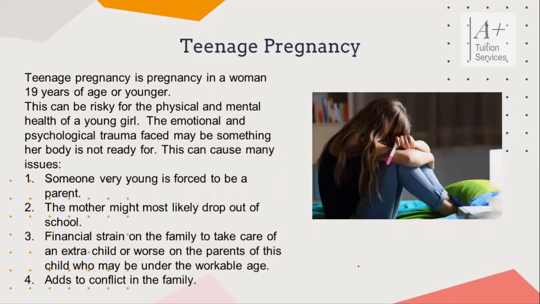Teenage pregnancy. This is a common thing in society. Teenage pregnancy is where a woman 19 years of age or younger becomes pregnant. This can be risky for the mental and physical health of a young girl. The emotional and psychological trauma faced by something her body is not ready for can cause many issues. Someone very young is forced to be a parent. Think about a 13-year-old girl. She's still a child, but now she's expected to be a parent.